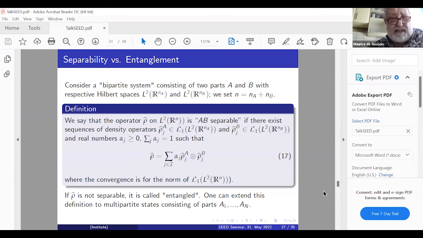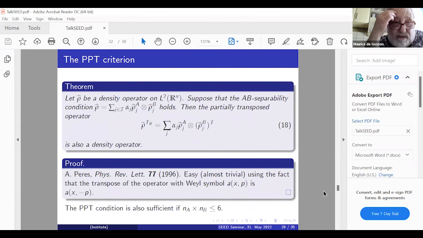Or you can also define entanglement and separability for multipartite states when you have more than two parts involved, and so on. Good. One of the only things well known today are the PPT criterion and then another one I will show you in a moment. But take a density operator rho hat on L2 R^N. Suppose it is AB separable, then the partially transposed operator rho hat^TB, that is, transposing with respect to the part B, is also a density operator.